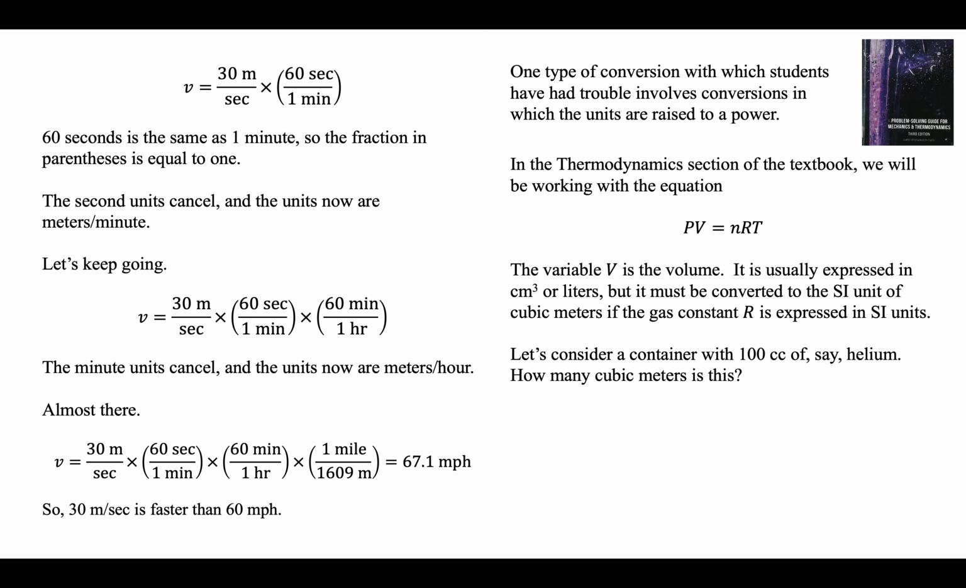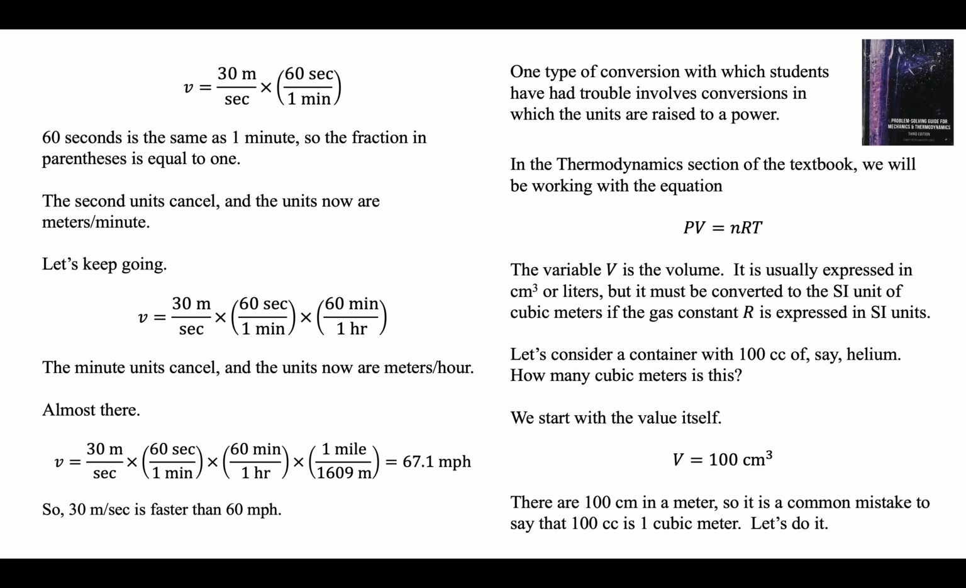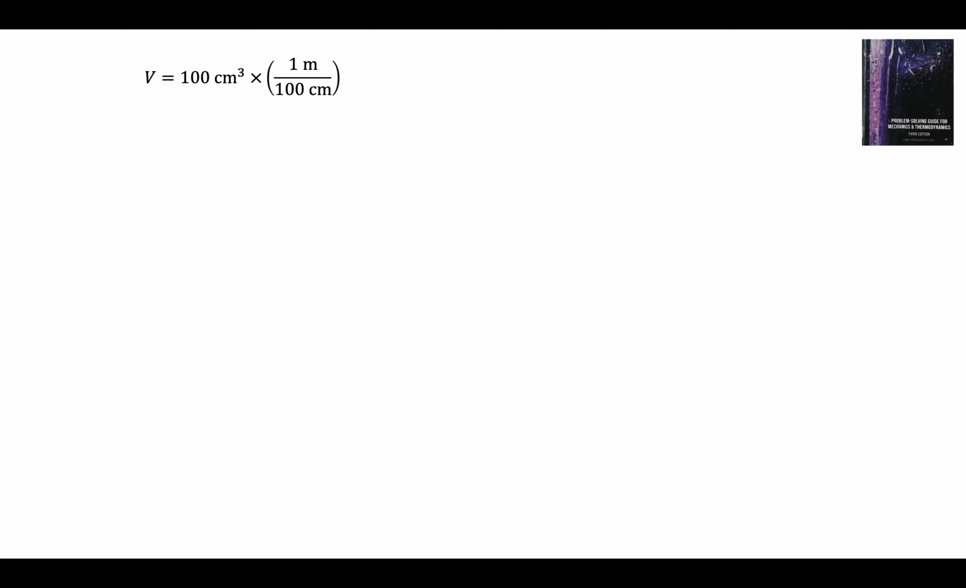So there's a problem that says we have 100 cc's of helium. We want to plug it into the equation. We need to convert it to cubic meters. So we start with the value itself, 100 cubic centimeters. There's 100 centimeters in a meter, so it's a common mistake to say that 100 cc's is the same as 1 cubic meter. But when we do it, you'll see that it is not, and hopefully you'll understand why not.